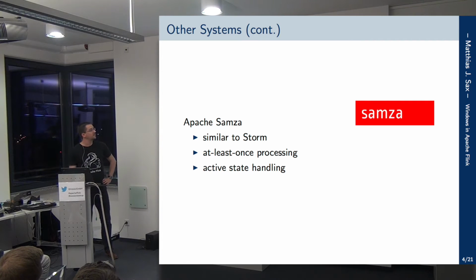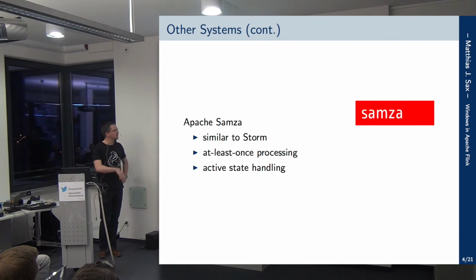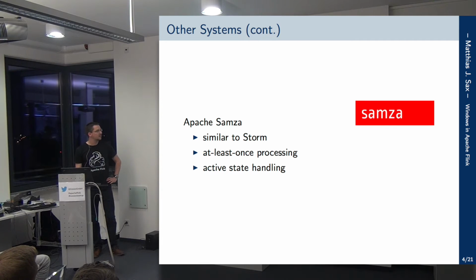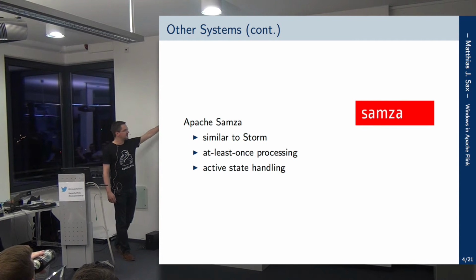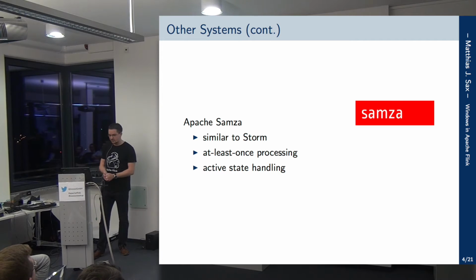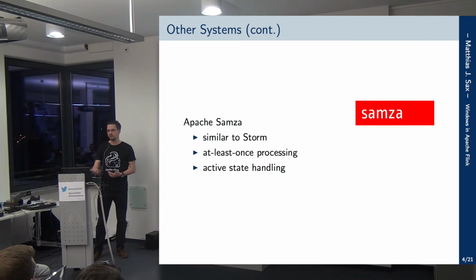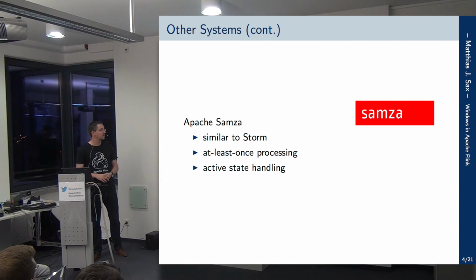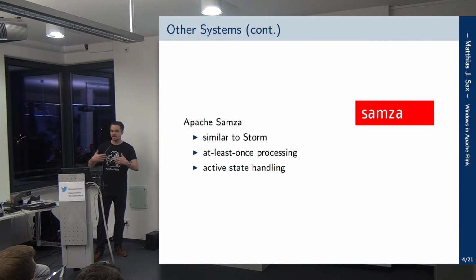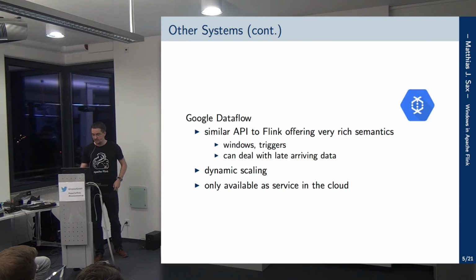The next thing out there would be Samza. Samza is very similar to Storm, so I do not repeat everything. I really want to keep it short. The big drawback is Samza only has at-least-once processing guarantees. The nice thing is Samza has active state handling. In Storm, if you do state handling, you rely on an external system that handles your state for you, for example Cassandra. Samza does active state handling in the system itself, similar to Flink, and this gives you better properties.